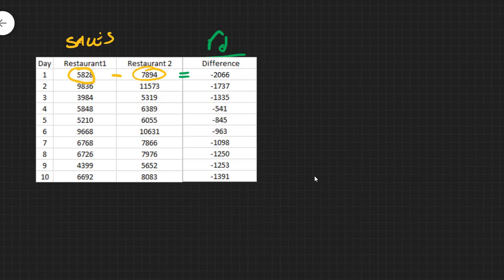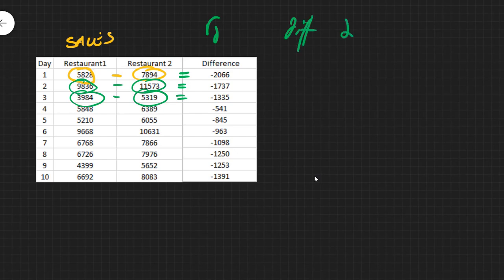Then on day 2, this one minus this one gives me that difference. The same thing on each day: I subtract one from the other and I get this R sub D. Again, R sub D really means the difference between the two restaurants on that particular day, or really, it's the particular observation pairing. So it could be two students, it could be two days, anything that we take observation by observation.